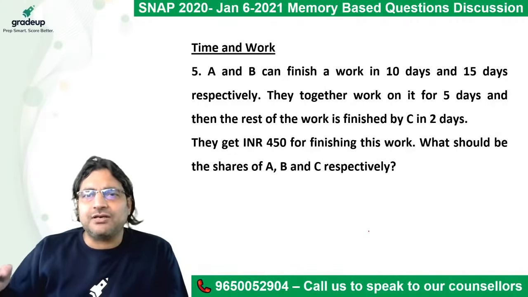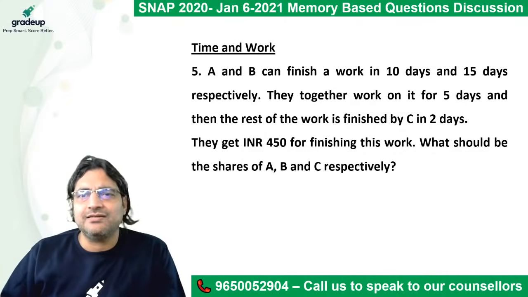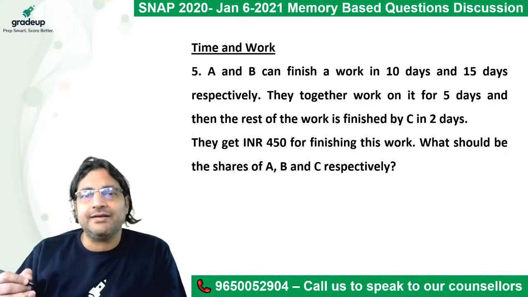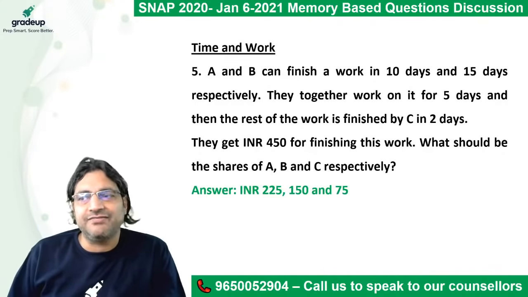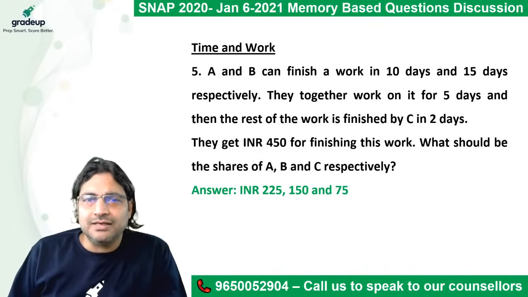A and B can finish work in 10 days and 15 days respectively. They together work on it for 5 days, and then the rest of the work is finished by C in 2 days. Together they get INR 450 for finishing this work. What should be the shares of A, B and C respectively? Here the answer was 225, 150 and 75. Any doubt? Okay, let's move from here. Keep taking screenshots if you feel that there is any need.